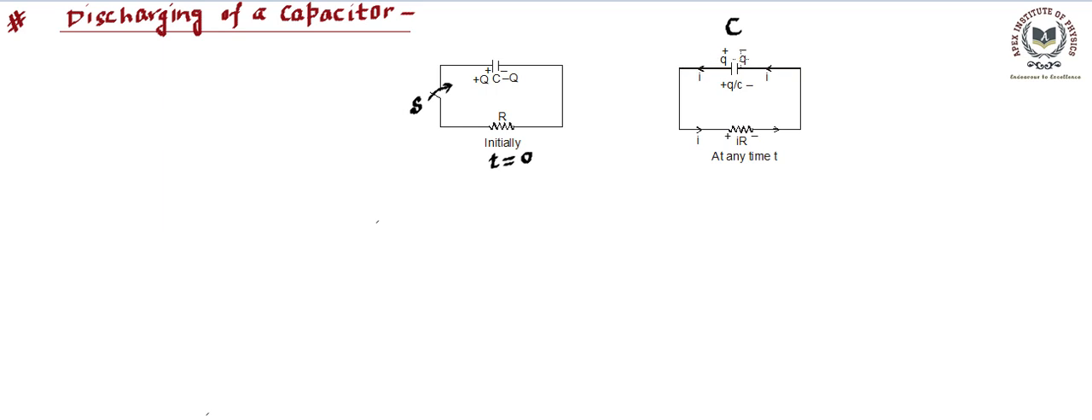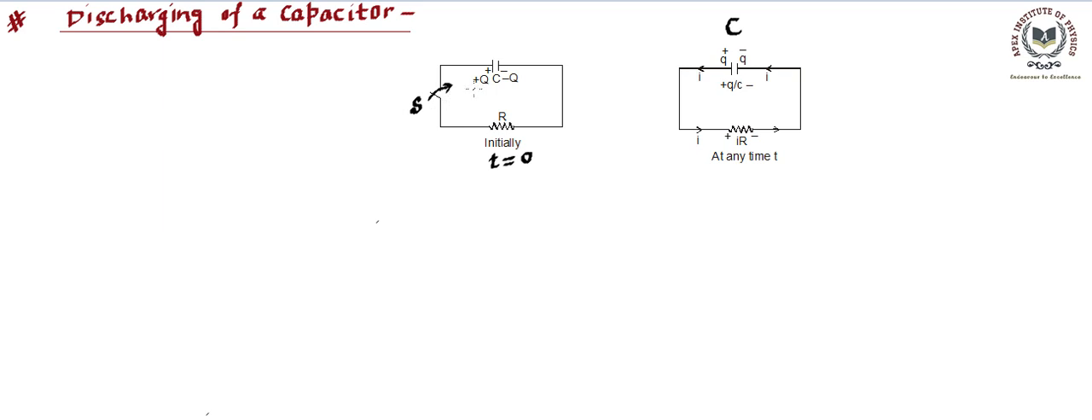We know the capacitor will have a potential difference of q by C, with this being the higher potential and this the lower potential. Similarly, when the current I runs through a resistor, the potential difference becomes I into R. So I have written the potential difference as IR here, and here the potential difference is q by C. Now it's ready for applying the loop law, at any instant t.